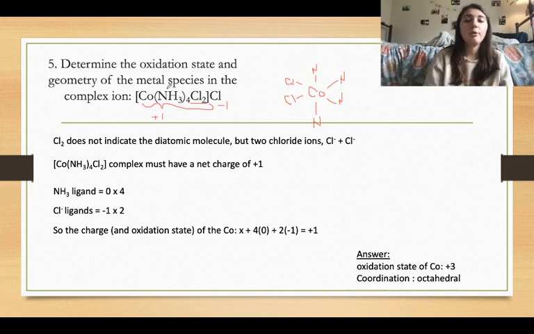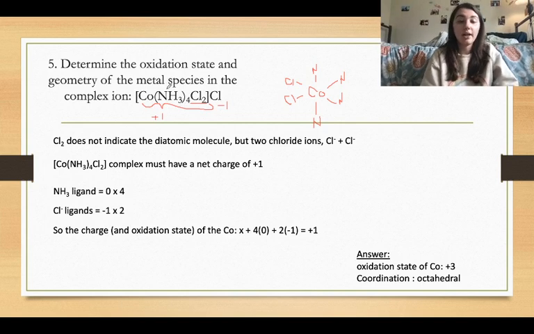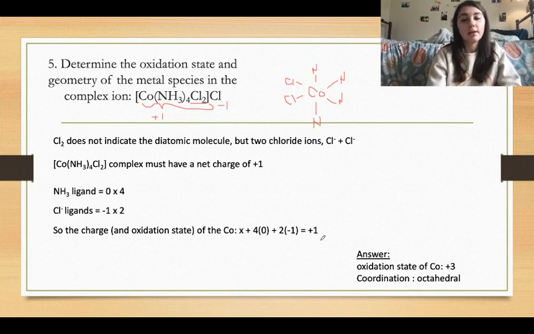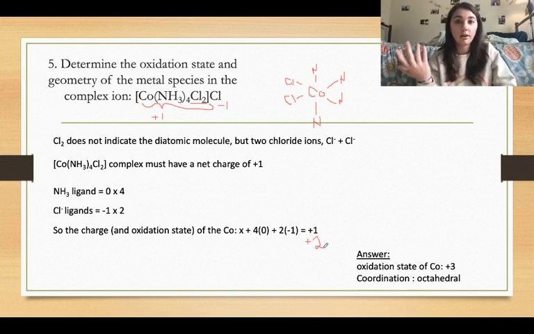I know that ammonia ligands have a charge of 0, and again the Cl is a charge of -1. So I go through and I have 0 times 4, plus -1 times 2, and then if I take the charge of cobalt, which we'll put as x, it will be x plus 0 plus -2 equals +1. Then I know that I'm going to add 2 onto the other side, and that means cobalt is going to have a charge overall of +3.